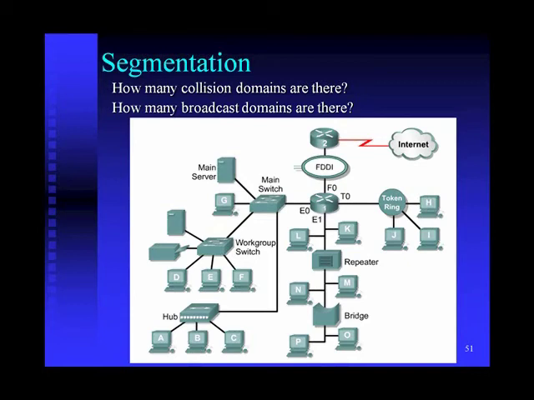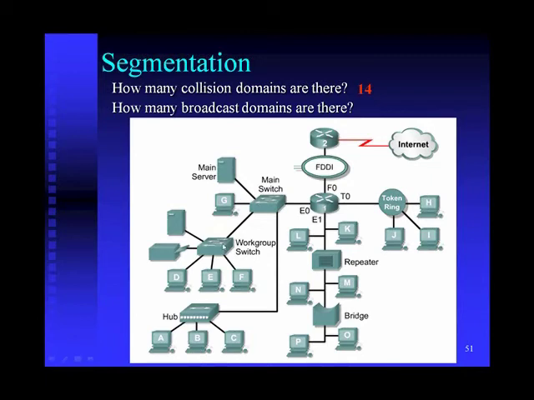Another example here. How many collision domains would I have? Let's see if we can figure this one out. Every single port on a switch, so 1, 2, 3, 4, 5, 6, 7, 8, 9. This would be 10. Here would be 11. This would be 12. 13, 14, 15, 14. They must just count this top one here in between here as 1. So 14.